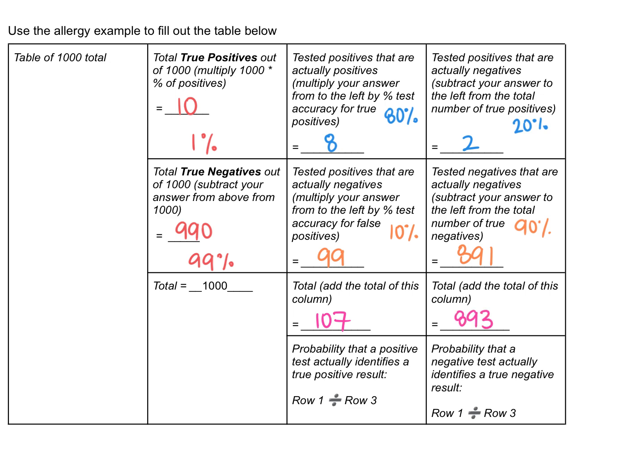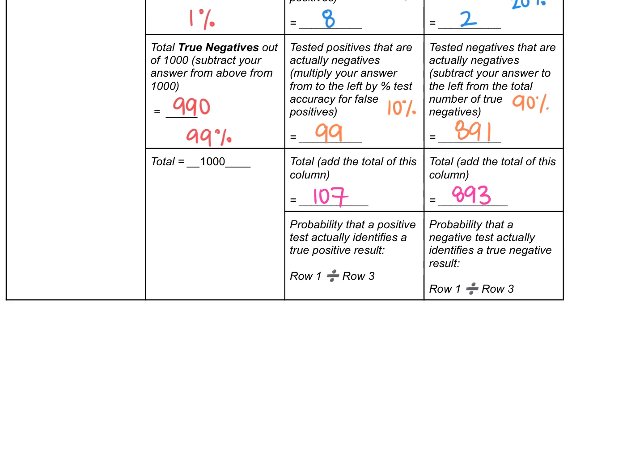So now we want to find the actual probability. So the probability that a positive test actually identifies a true positive result. What we do is we take our number of tested positives that are actually positives, which in this case is 8, and we divide it by the total number of people who tested positive, 107. And that gives us 0.075, which is 7.5%.